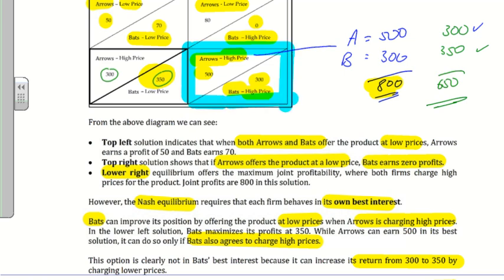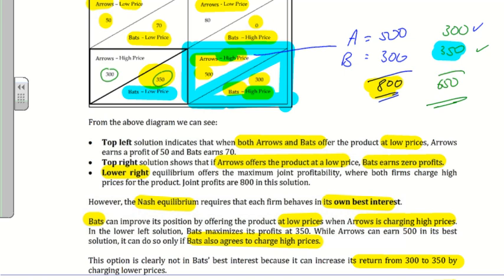Is 800 being made over there. So now you ask yourself the question, shouldn't we all be in this area? So if we're in this area, Bats will say to you, no, I'm not interested. I'm not going to charge a high price, says Bats, when I can charge a low price there and make more profits. So Arrow says, you know what we'll do?